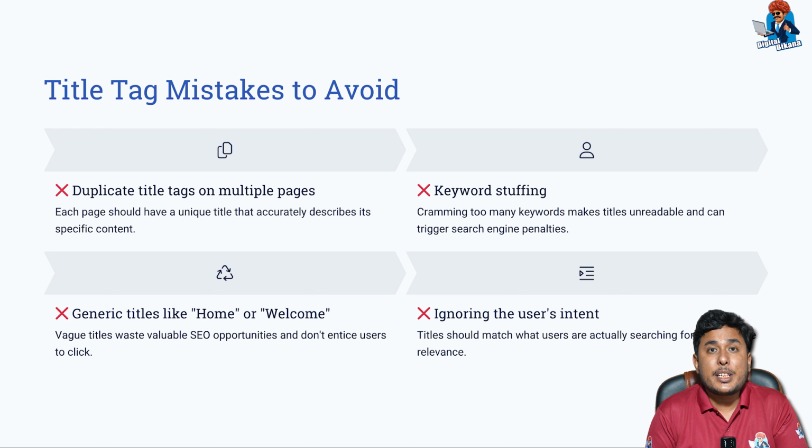Many people make these title tag mistakes, like duplicate titles across pages, stuffing in too many keywords, or writing vague headlines. Avoid them to keep your SEO clean and effective.